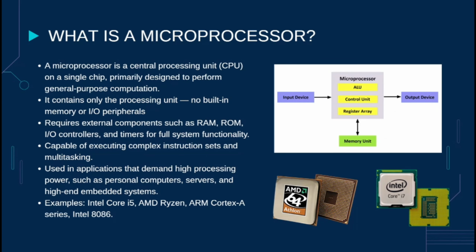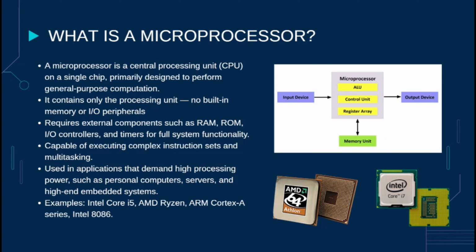Well, now let's first understand the fundamentals, that is the difference between a microprocessor and a microcontroller. Now, a microprocessor is essentially the brain of the computing system. It performs all the arithmetic and logical operations, but it doesn't have built-in memory or peripherals. That means it needs external RAM, ROM, and other input-output components in order to function. And because of this, it's mostly used in high-performance applications like PCs, servers, and workstations.